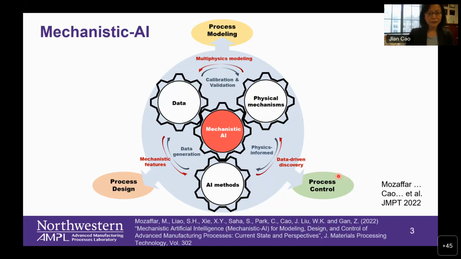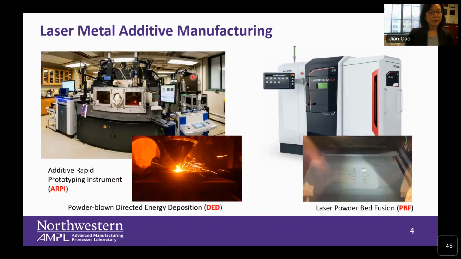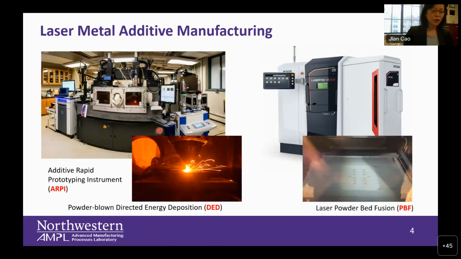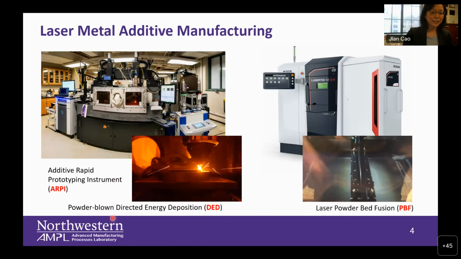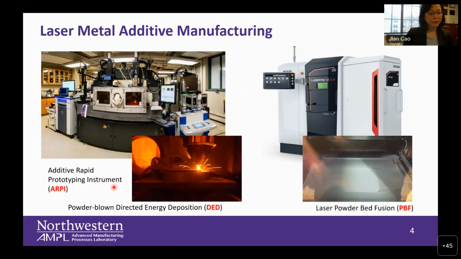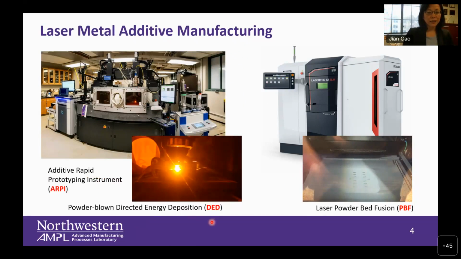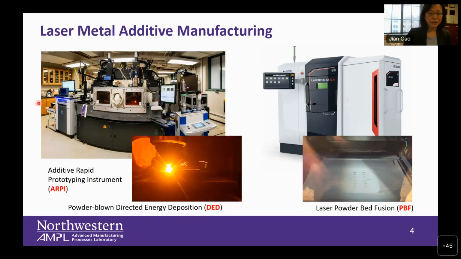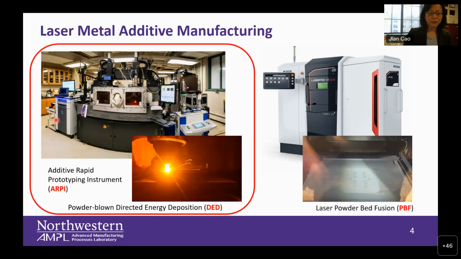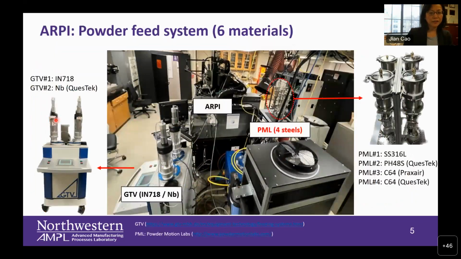So what I want to show you is our home built laser additive machine. We call it additive rapid prototyping instrument, ARPI. What it does is a powder blown laser additive process, directed energy deposition. And for this particular one, you can see the environmental chamber, different lasers. And what's up here, actually, I have a more detailed one later on, is this one.